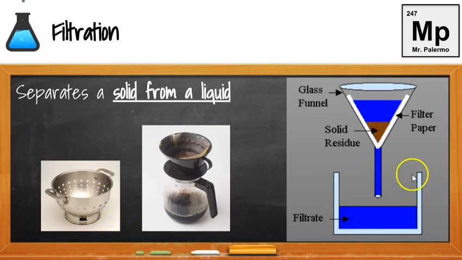So here's a typical lab setup where we have filter paper put into a glass funnel. We would pour in a mixture containing a solid and liquid. The solid residue gets stuck in the filter paper because it's too large to pass through, and the liquid is going to go through, separating it out.